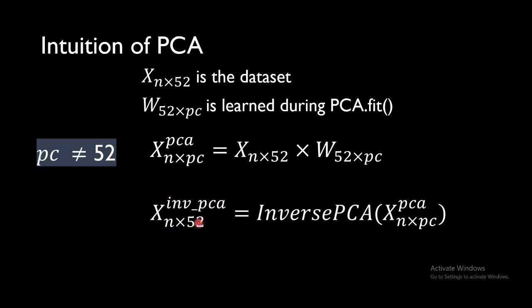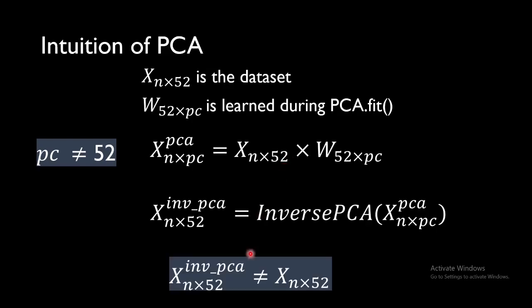But the problem is, as the number of principal components we are taking is less than the number of variables, this reconstruction will not be equal to the actual variables that we took in the first place. So the inverse transform matrix we'll get will not be equal to our starting matrix. This is because we are not capturing all the variance.